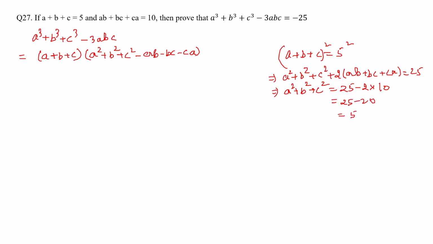Now, I am going to substitute all the values here. A plus B plus C is 5. A square plus B square plus C square also I got 5. Now, if I take minus common over here, so it will be minus of (AB plus BC plus CA), which is 10. So, from here I will get 5 into minus 5, which is minus 25. And this only we have to prove, isn't it?